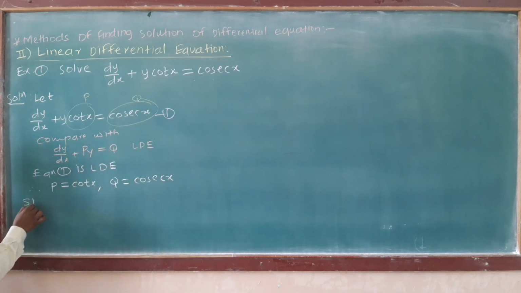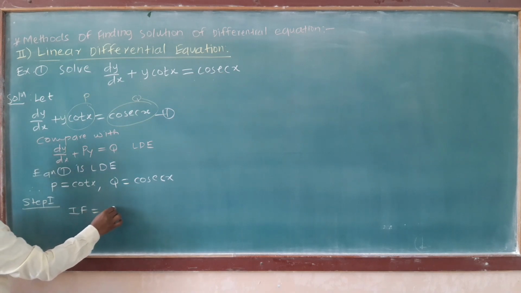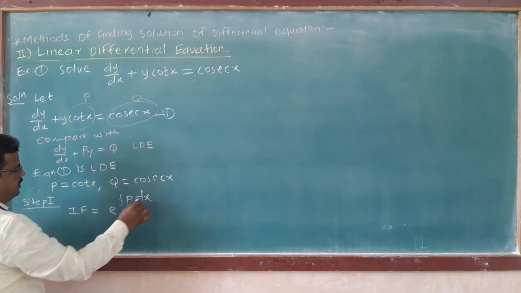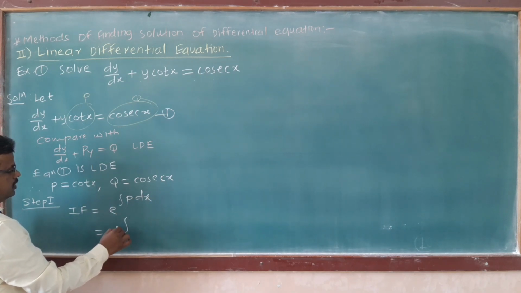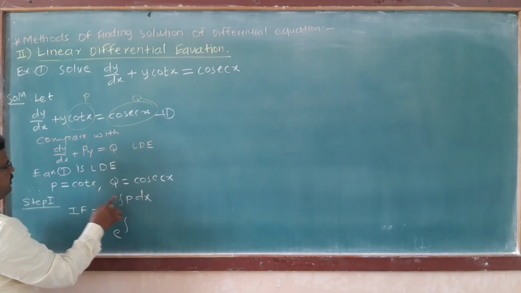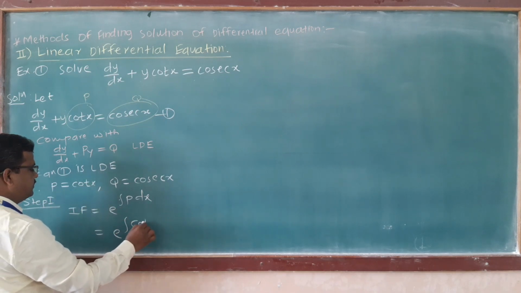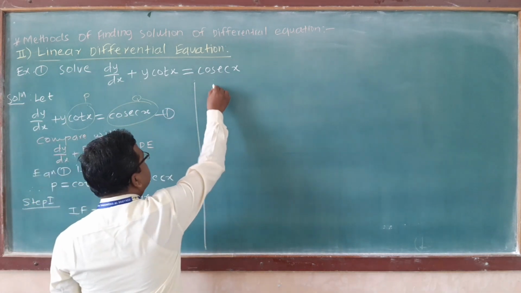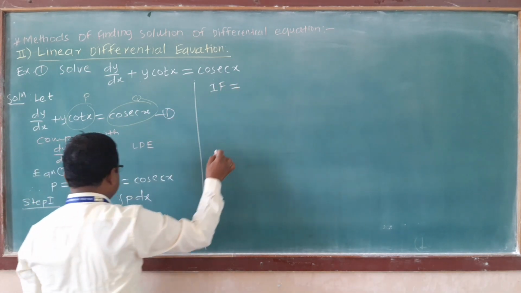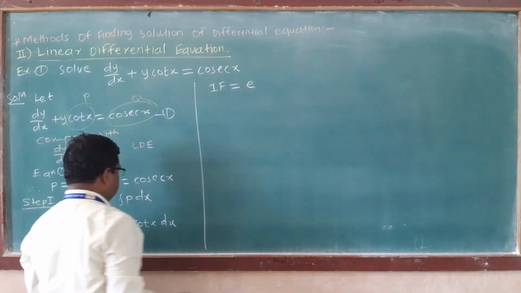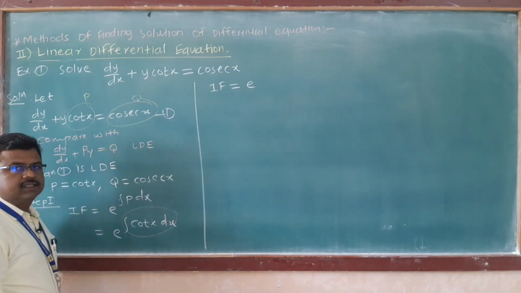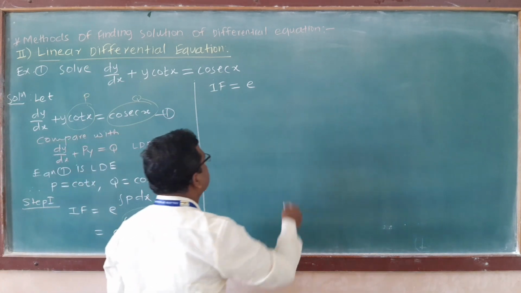Now in the first step we find the integrating factor, which is equal to e raised to integration of p dx, which is equal to e raised to integration of p, meaning cot x, dx. Therefore IF is equal to e raised to, this is standard, integration of cot x dx, which is equal to log of sin x.